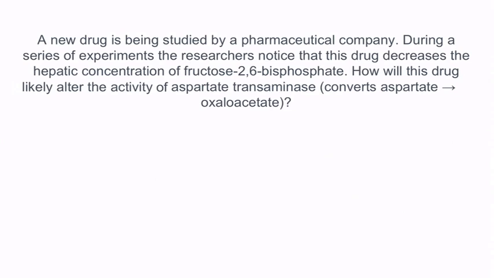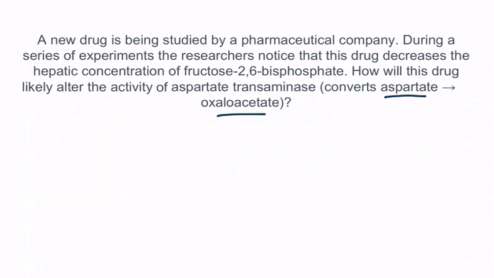A new drug is being studied by a pharmaceutical company. During a series of experiments, the researchers noticed that this drug decreases the hepatic concentration of fructose 2,6-bisphosphate. How will this drug likely alter the activity of aspartate transaminase? And notice that this enzyme normally converts aspartate to oxaloacetate. Okay, so essentially this question is asking how amino acid metabolism will be altered during gluconeogenesis.